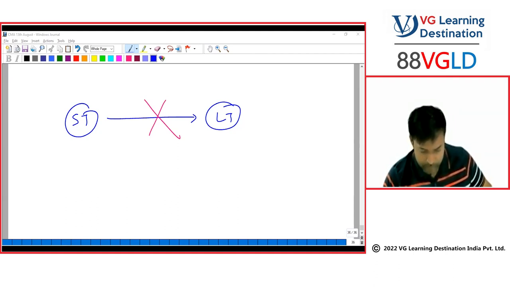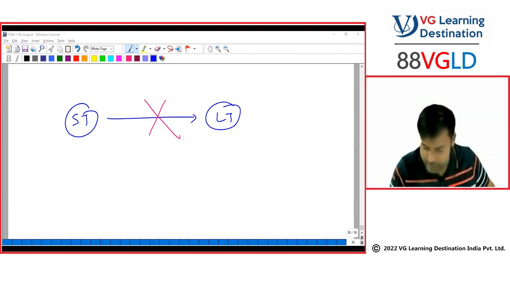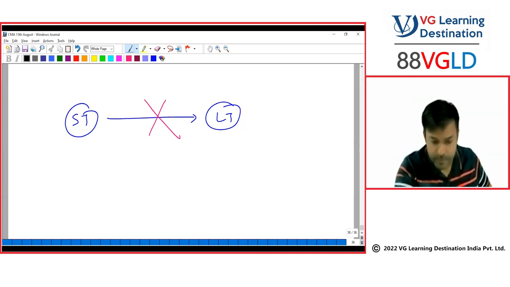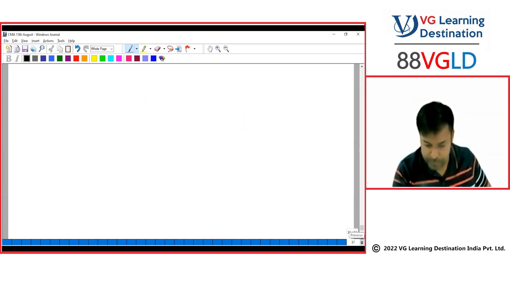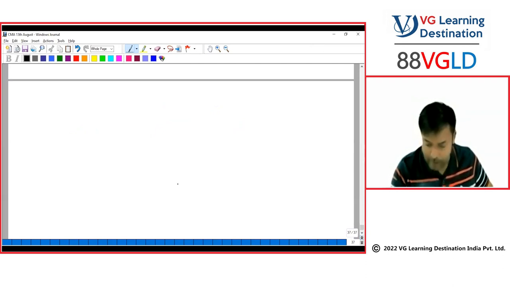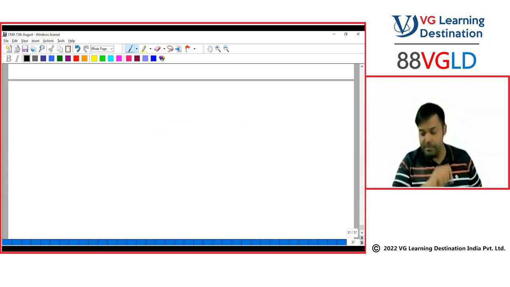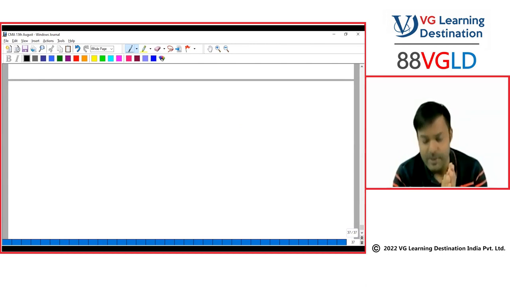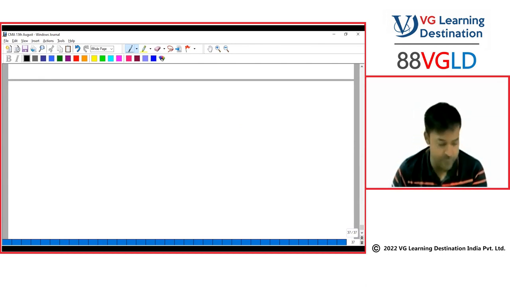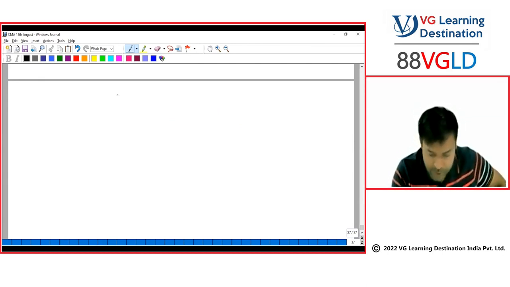Perfect. I'll move on. Up till now, guys, any questions, anything you want me to repeat? If not, okay. I'll move to something very interesting, which is the cash flow statement. Cash flow statement, CFS.